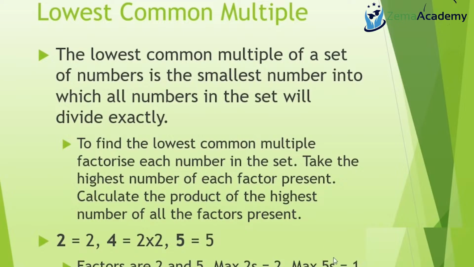In terms of 5s, the highest number is 1 because it's only in 5. To calculate the lowest common multiple, we therefore take two 2s and one 5 and multiply them together: 2 times 2 times 5, giving the lowest common multiple 20. 20 is the lowest number that 2, 4 and 5 can all be divided into.